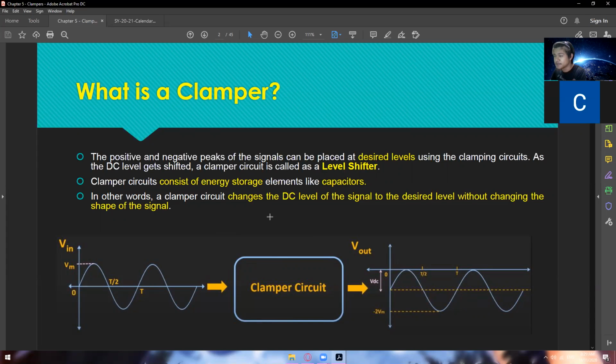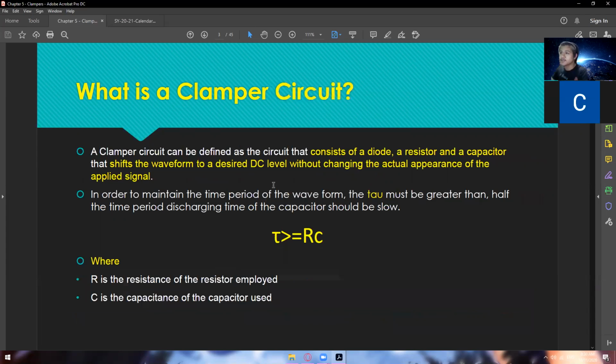It can change the signal into a desired level. All right, just a continuation: a clamper circuit can be defined as a circuit that consists of a diode. So it has a diode, a resistor, and an additional capacitor.